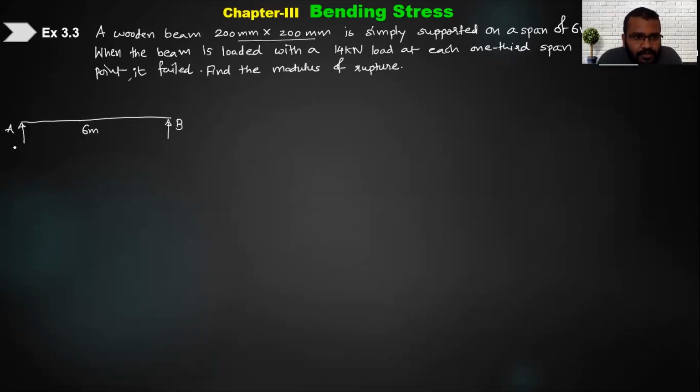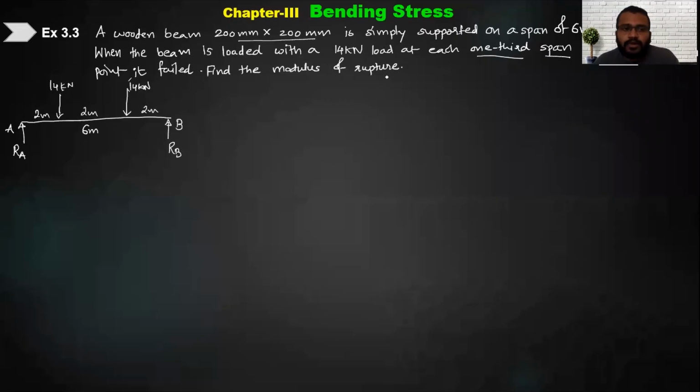The diagram is not given to us. We are drawing it RA, RB. Okay. Now when the beam is loaded with a 14 kilonewton load at each 1/3 of span. What do you mean by this? So there is 14 kilonewton load at each 1/3 span. अभी ये 6 मीटर का 1/3 मतलब 2 मीटर पे होता है. मतलब 2 मीटर पे यहाँ पे एक लोड है 14 किलो न्यूटन का. वैसे ही इधर भी और एक लोड है 14 किलो न्यूटन का. ठीक है. So this is 2 meter, 2 meter and 2 meter.